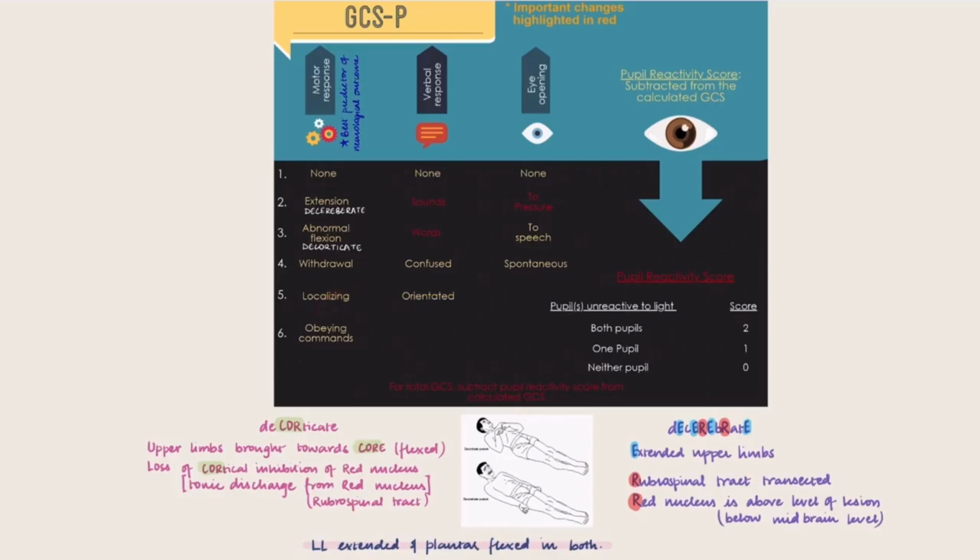Withdrawal from pain was 4. Abnormal flexion, decorticate posture, was 3, and 2 was extension, abnormal extension or decerebrate posture, and 1 was no motor response. And we had also discussed that the motor response is the best predictor of the neurological outcome. It's the best prognostic indicator. As we have just seen, the decorticate posture is abnormal flexion and decerebrate posture is abnormal extension.